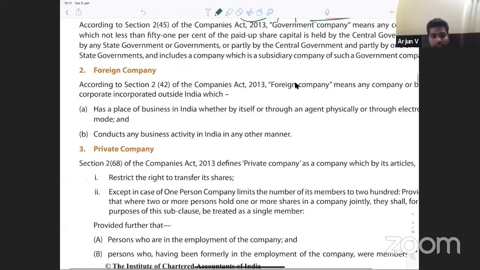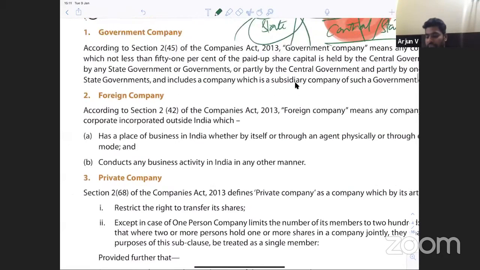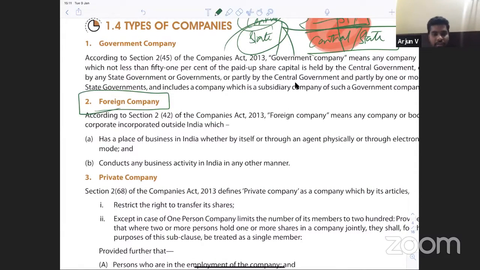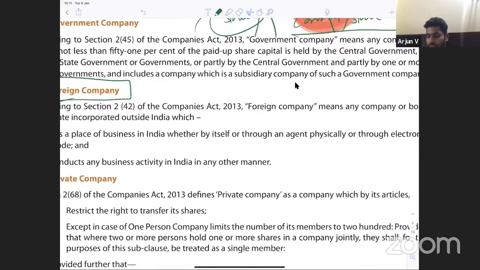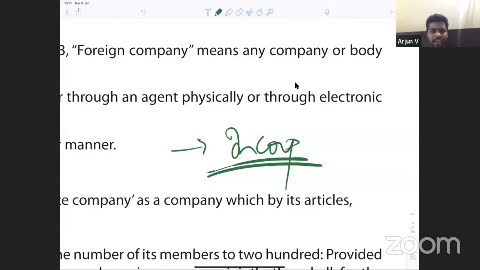Right? Now the second one, you need to understand this definition. What do we mean by a foreign company? When I say it is a foreign company, one, it should be incorporated outside India. Now, just being incorporated outside India does not make it a foreign company. If they are incorporated outside India, why should they follow the Indian Companies Act? If, for example, you are in the US, why would you follow the rules of India?